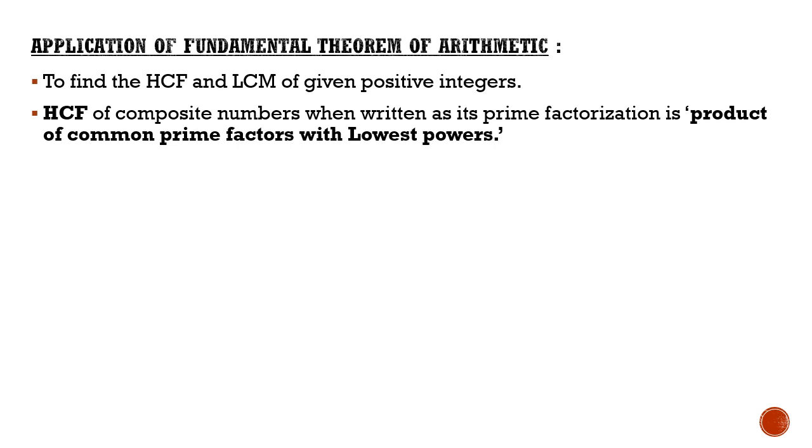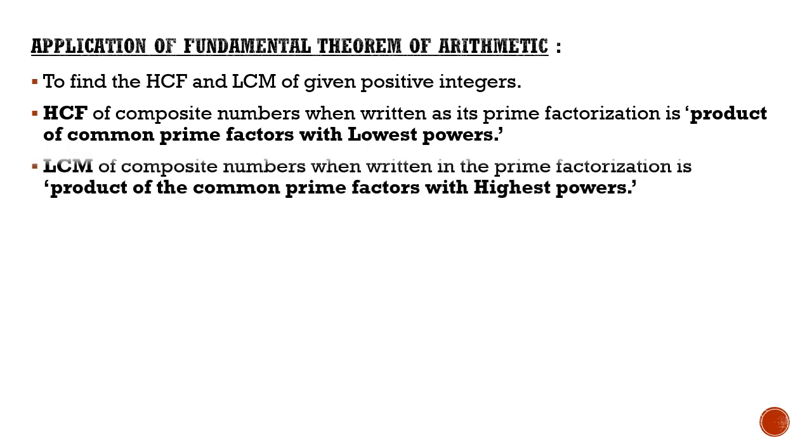HCF of composite numbers when written as prime factorization is given by the product of the common prime factors with the lowest powers. Okay, we will discuss this in detail when we study the examples based on this immediately after this note. And LCM, that is lowest common multiple, of composite numbers when written in prime factorization, is given by the product of the prime factors with the highest powers. Now these two definitions, I will explain properly when we take a particular example. So for that, let us take one example. Suppose we are going to find out HCF and LCM of 6 and 20.